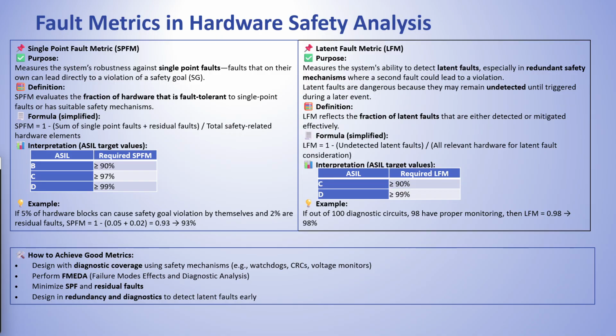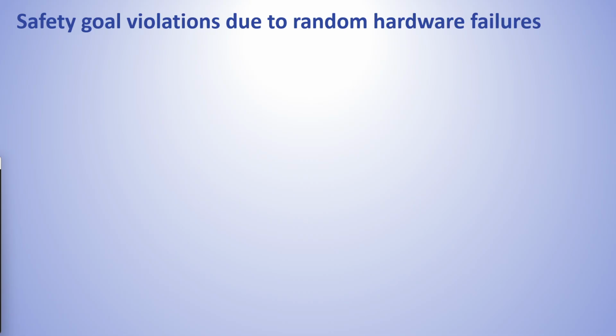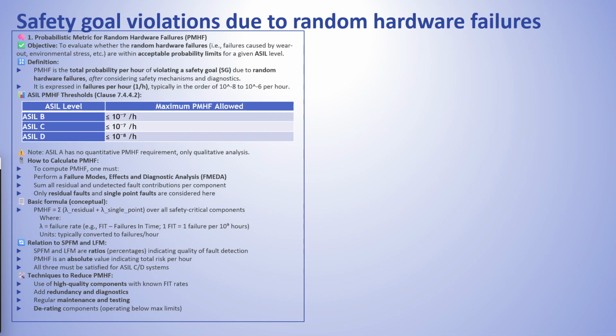Okay, so SPFM and LFM give you percentages, a measure of quality. But then there's an absolute probability measure too, PMHF. Yes, exactly. That brings us to Clause 9. Safety goal violations due to random hardware failures. This clause focuses entirely on the PMHF, probabilistic metric for random hardware failures. Its goal is to assess whether the overall probability of violating a safety goal, just due to random hardware failures, things like parts wearing out, manufacturing flaws, environmental stress, is acceptably low for the ASIL.